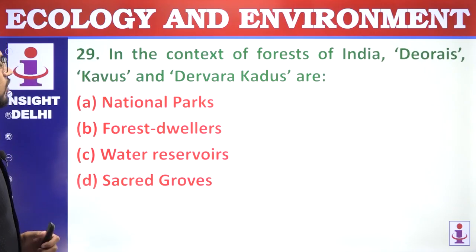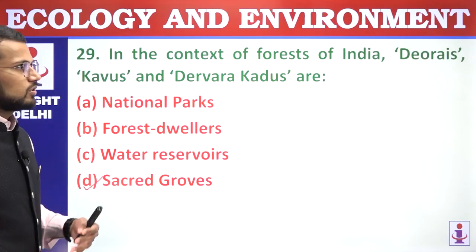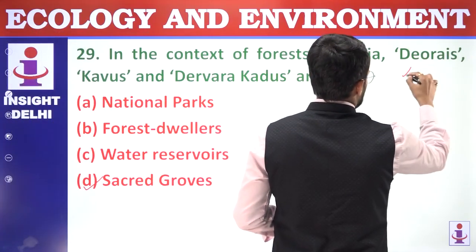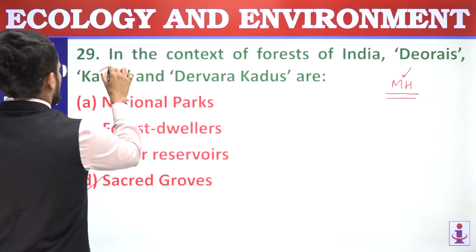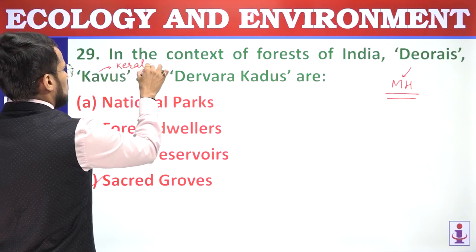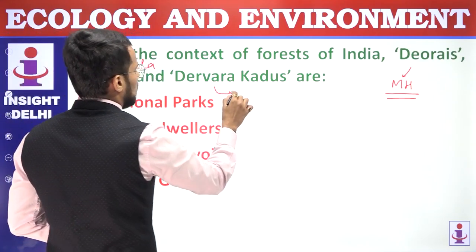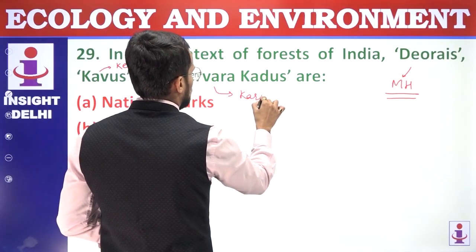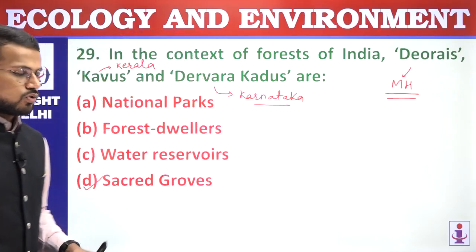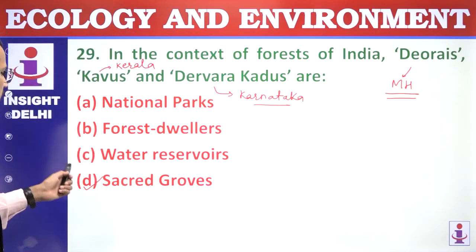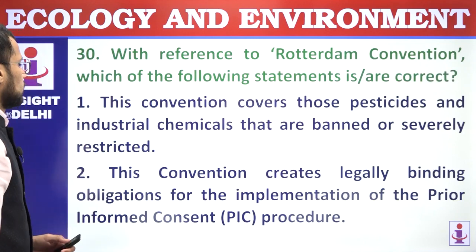29. In the context of forests of India, Devrais, Kavus and Dervara Kadus are sacred groves, right? These are the names used in different states. Devrais is a name used for sacred groves in Maharashtra. Kavus is used in Kerala, and Dervara Kadus is the term used for sacred groves in Karnataka. Fine. So all they are sacred groves. 29th answer is D.